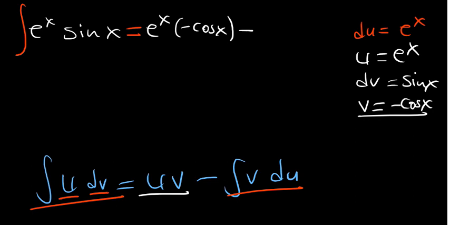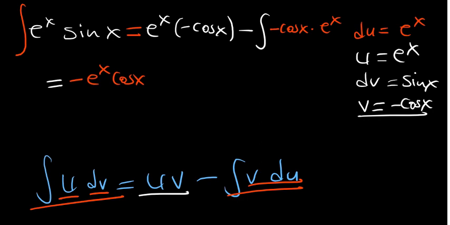And then minus the integral of v du. What's our v? Our v is negative cosine of x, and our du is e to the power x. Okay, so let's move on. At this point, negative cosine of x multiplied by e to the power x is negative e to the power x cosine of x. And then this negative and that negative inside, we can combine so that we have a positive.